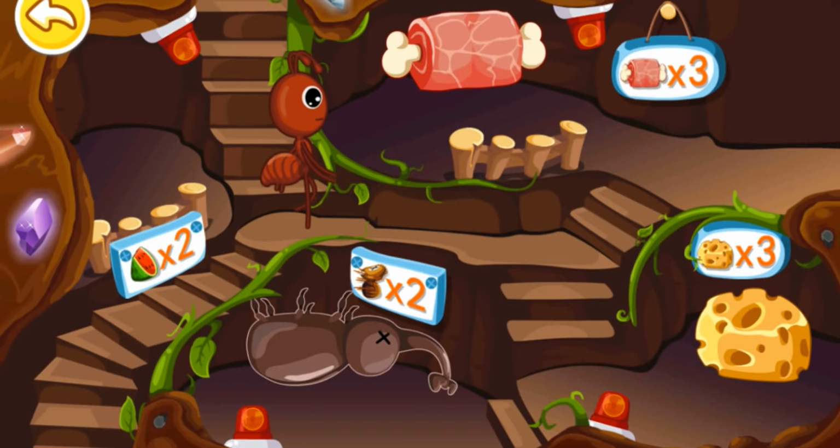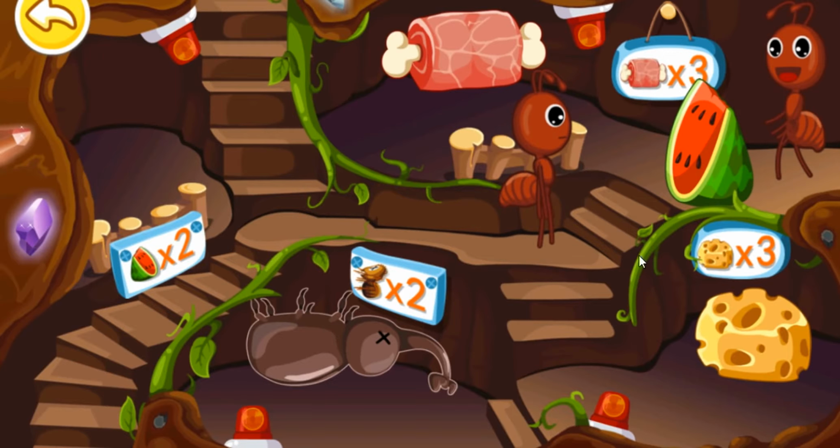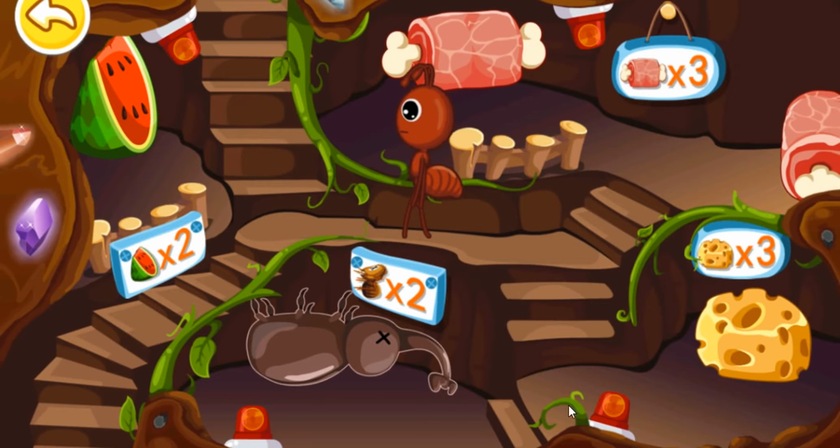This is the storage area. Look at the food coming in.